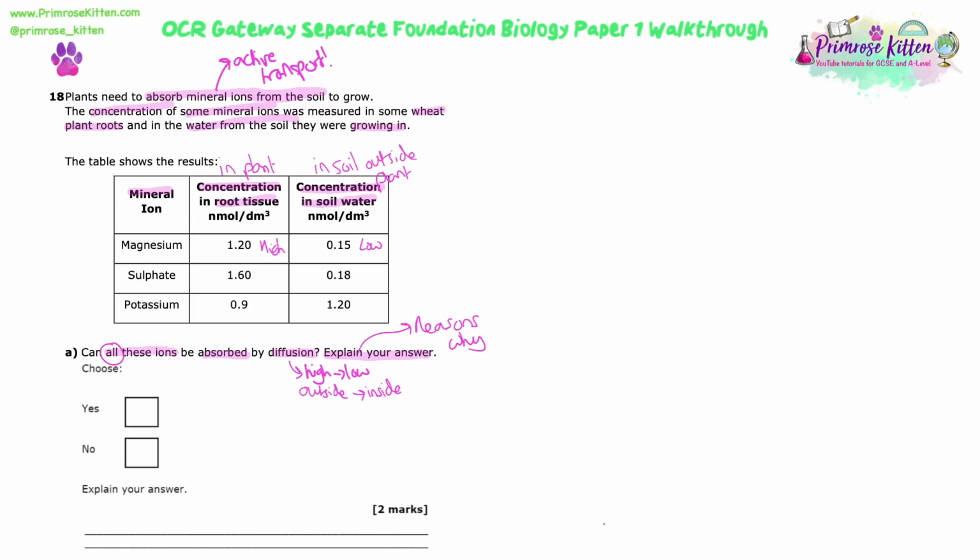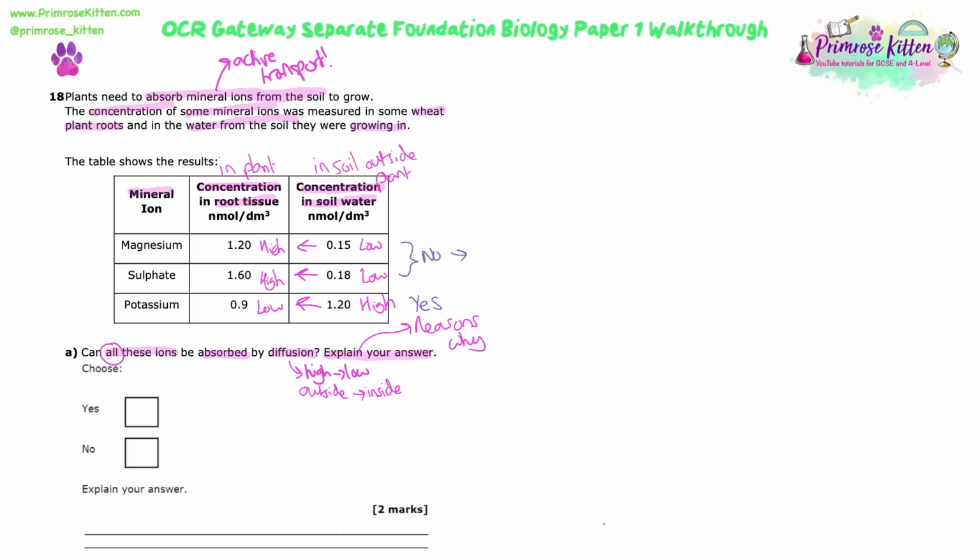So in magnesium, there's a higher concentration inside the root than in the soil water. In sulfate, there's a higher concentration inside the root than in the soil water. And in potassium, there is a lower concentration inside the root than in the soil water. So we're going from the soil to the plant. The first two, magnesium and sulfate, are going from low to high, which we know, or hopefully know, is active transport. That's not diffusion, because diffusion has to go from high to low. So out of these mineral ions, only potassium can be absorbed by diffusion. The other two cannot be.